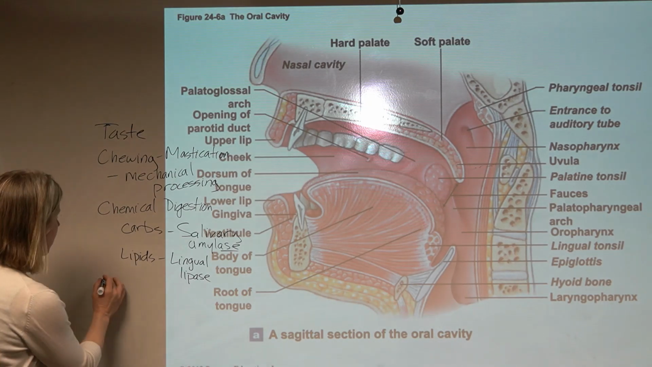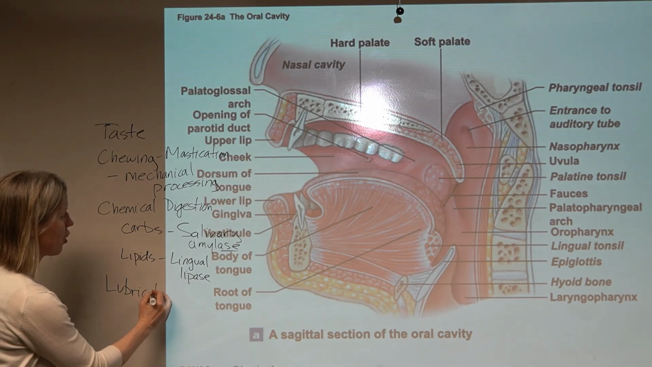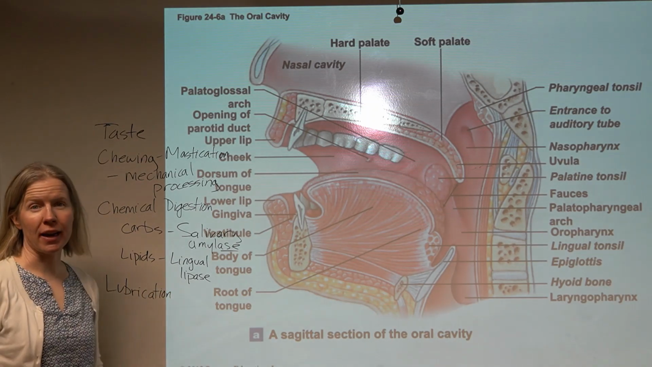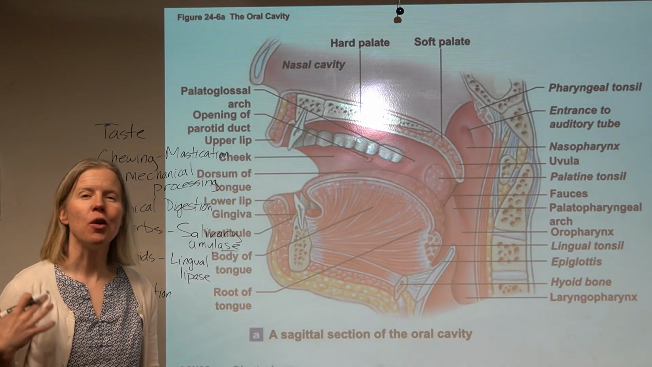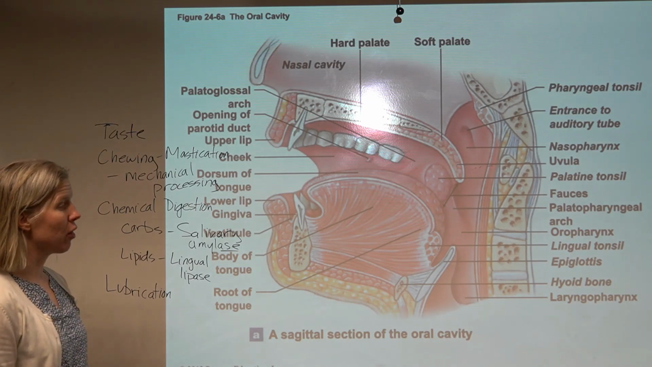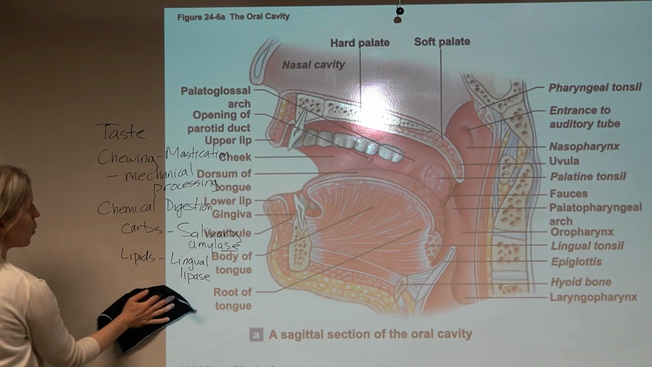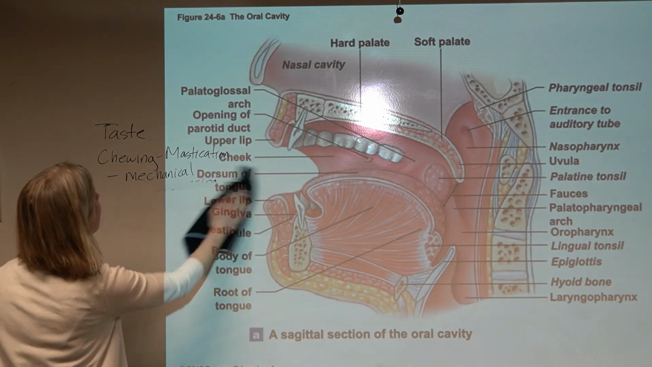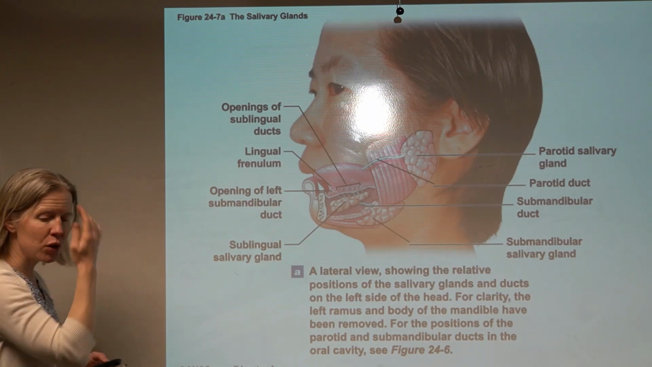We'll also see the really important role, function here, of lubricating the food that you eat, right? If you're going to eat dry saltine crackers, we need saliva that's being produced here in the oral cavity. So speaking of saliva, let's take a look.